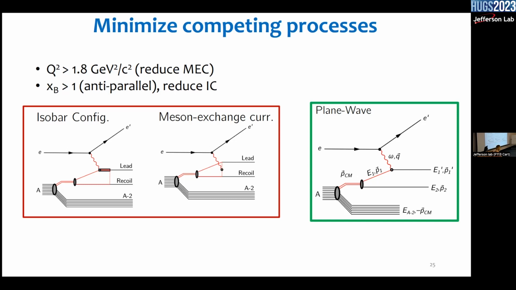This reduces the contributions from meson exchange currents. Meson exchange currents are shown here, where your virtual photon interacts with the virtual particle being exchanged between your nucleons. And then you can go out to x greater than one. So we go into anti-parallel kinematics to reduce the contributions from isobar configurations, which is where you excite this nucleon and then it basically rescatters off your other nucleon. All these are effects that could look a lot like short range correlated events when you try to select on them, but they're just backgrounds, right?